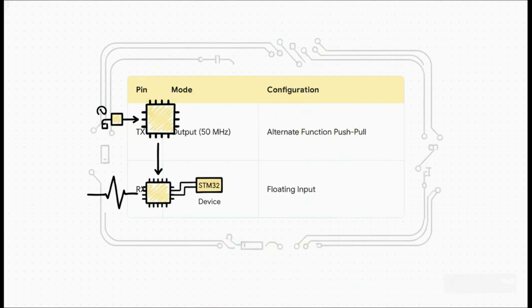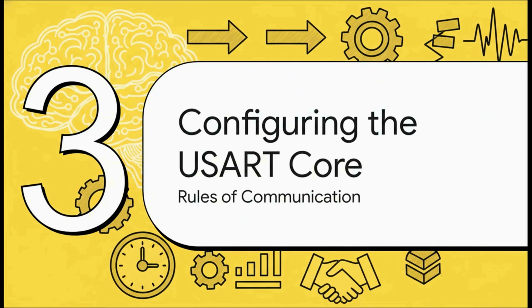And here's the exact setup we need. The transmit pin, or TX, has to be set as an alternate function push-pull output. Push-pull just means the pin can actively drive the line high and low to send our signals. The receive pin, RX, is set up as a floating input. It's just sitting there, listening for voltage changes, without pulling the line in either direction. Okay, our physical connections are all set up.